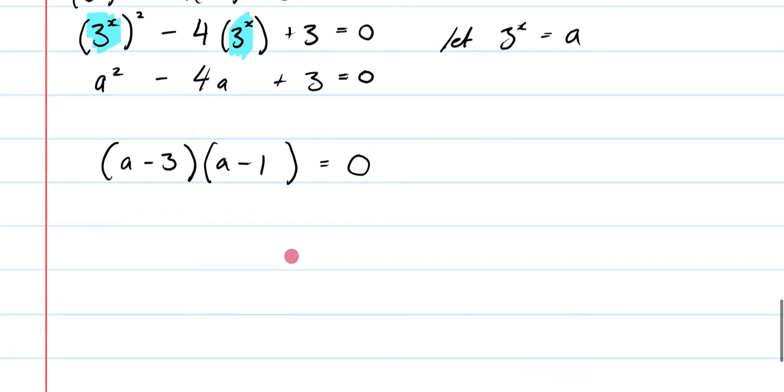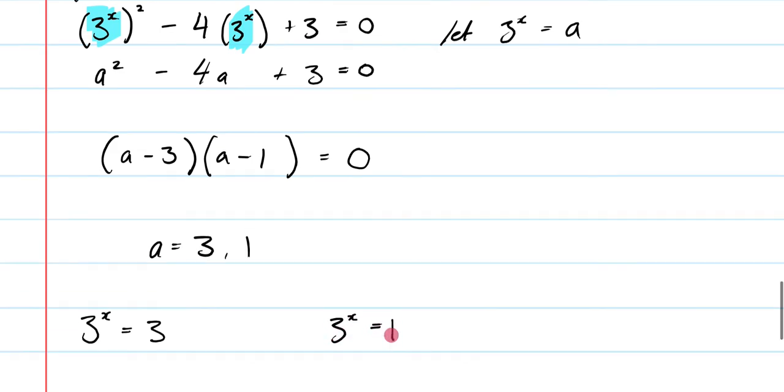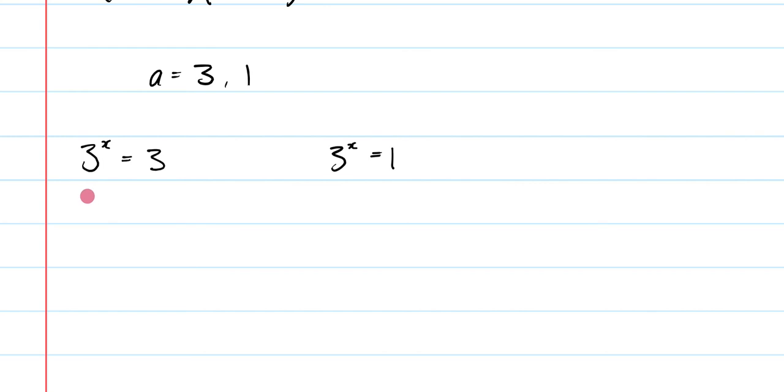So now that we're here, we can say, well, a is going to equal 3 and 1. I know that a is equal to 3 to the x, so I'm going to get 3 to the x equals 3, and 3 to the x equals 1. Then I scroll down, let's do some working here. So this is obviously going to be 3 to the x equals, well, that's simply 3 to the 1. So x is going to equal 1.